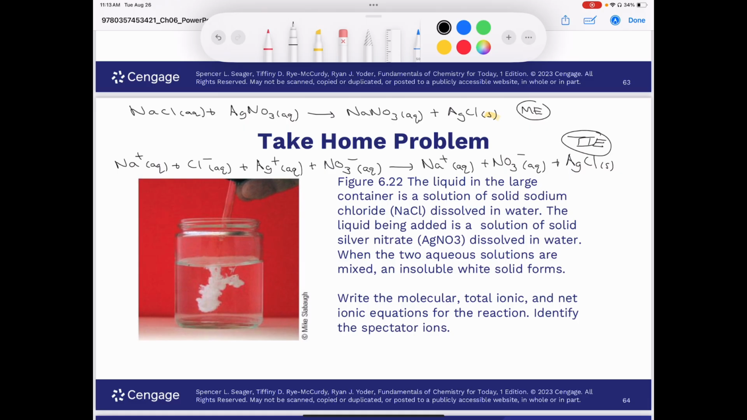And so now what I'm going to do is cancel out the spectators. I see that sodium is the same on both sides. I also see that nitrate is the same on both sides. And so to write out my net ionic equation, I'm just going to have silver plus chloride gives me solid silver chloride like that. And that is going to be my net ionic equation.